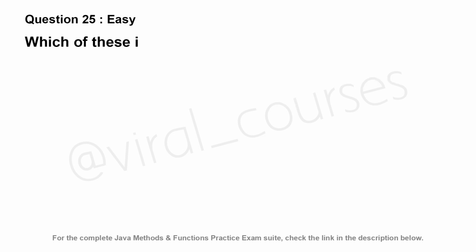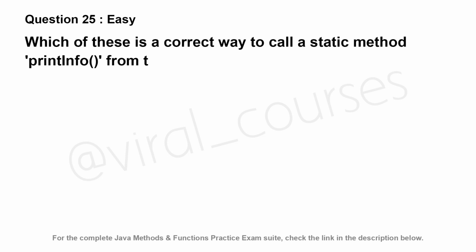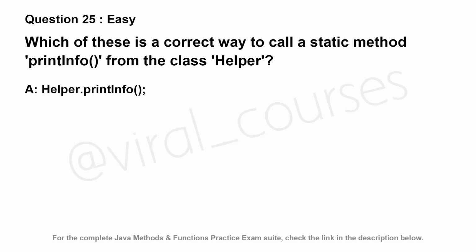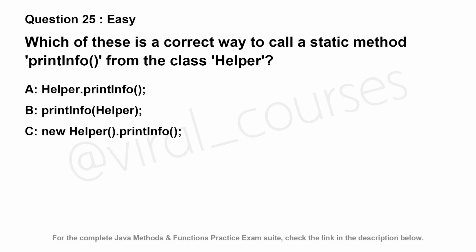Which of these is a correct way to call a static method, printInfo, from the class Helper? Option A, Helper.printInfo. Option B, printInfo.Helper. Option C, new Helper.printInfo. Option D, both A and C are syntactically correct.